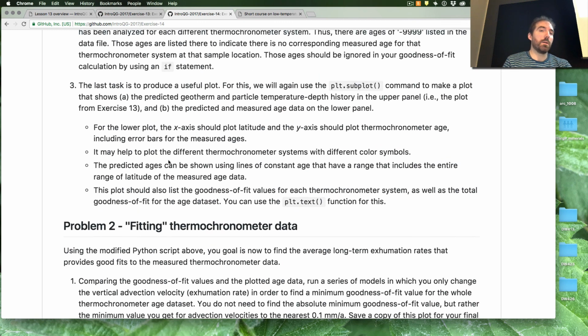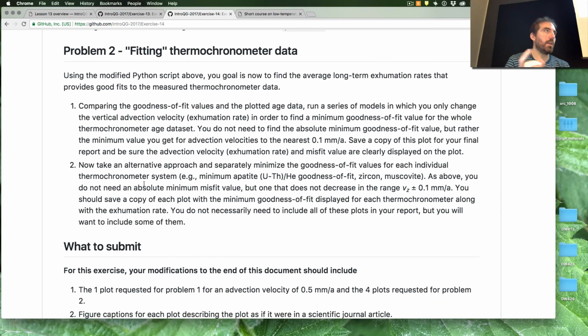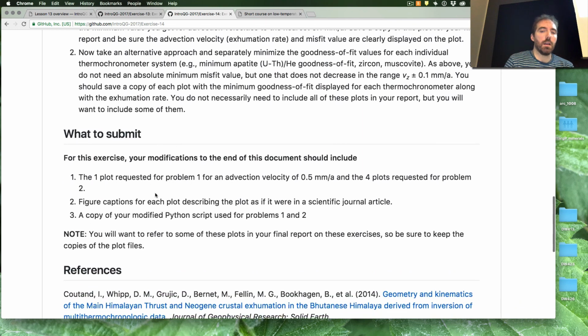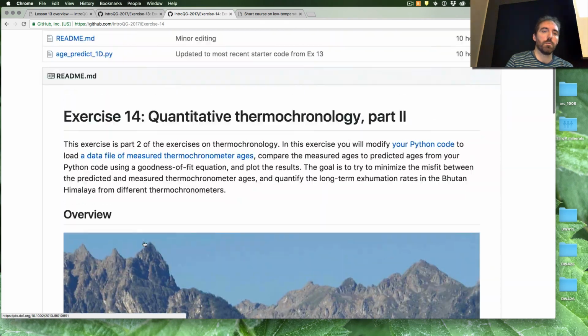So that's the first part. In the second part for next week, and again, I can go over this a little bit briefly on Monday next week, the second part is where you try to fit the data. You try to get the smallest goodness of fit value between the observed ages and the predictions. And that will allow you to then get an estimate of the rates of exhumation. And again, you'll produce a bunch of plots. There's not too many other questions, and then that stuff can go into the final report.